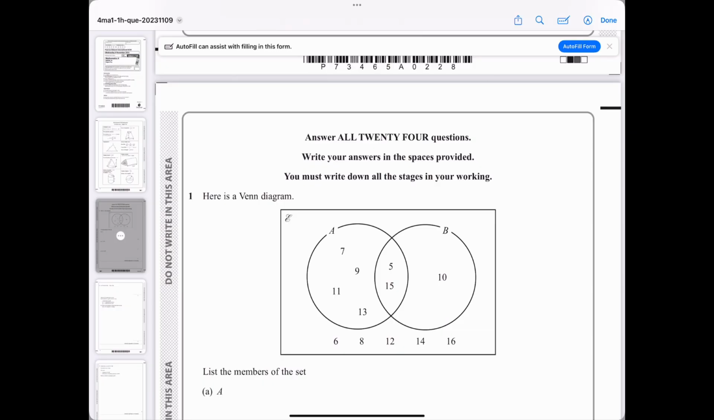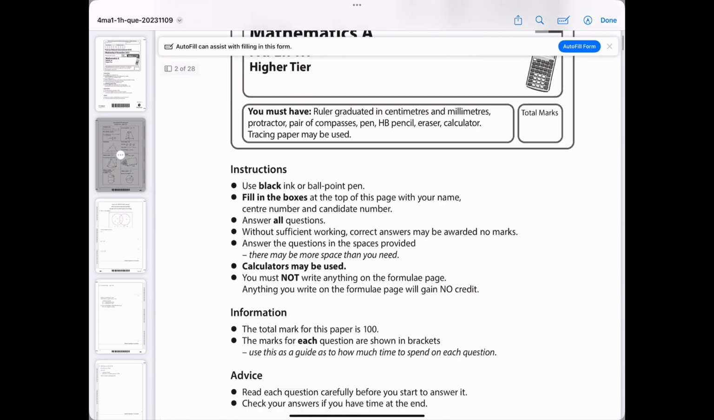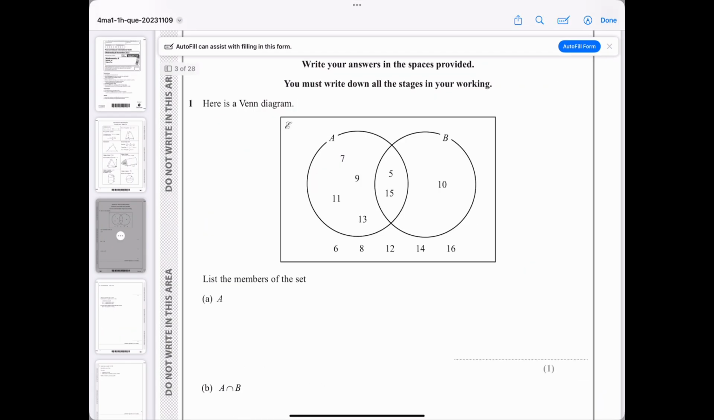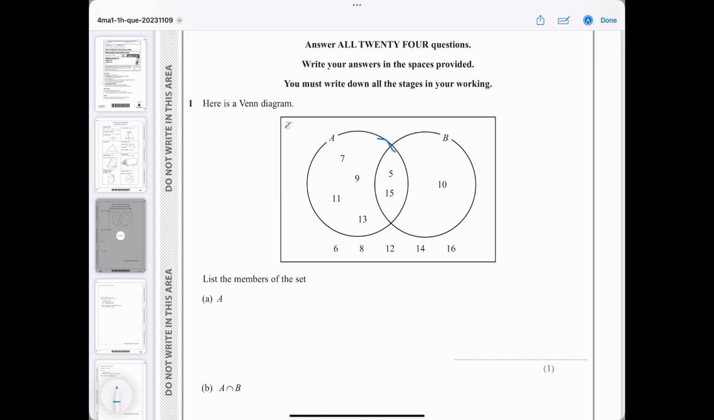Okay, let's have a little look. So this is an IGCSE from November 23, and the Venn diagram looks like this. We've got, list the members of the set A. So the members of the set A would be everything that's in this bit here. So it's 5, 15, 7, 9, 11, and 13.